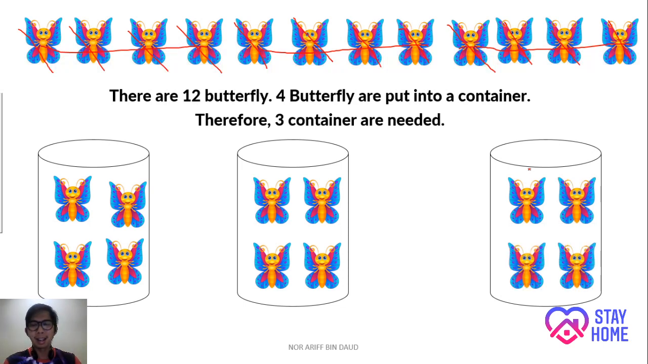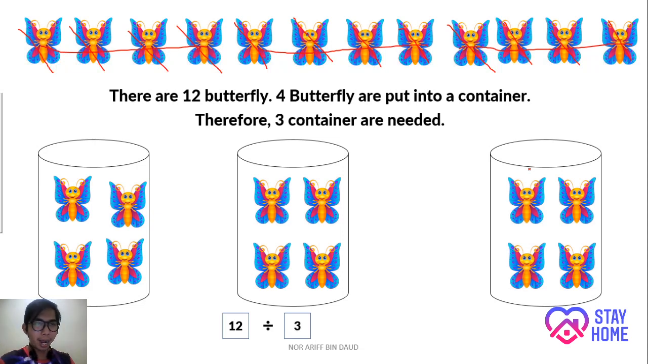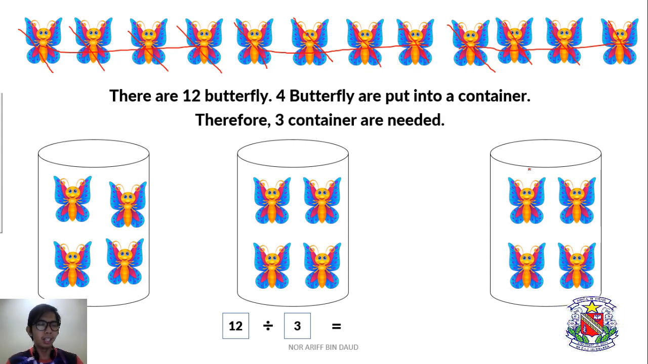1, 2, 3, 4. Okay. The number sentence should be like this. 12 stands for all 12 butterflies here, and then divided by 3 groups of butterflies equals how many butterflies in each group? And then the answer will be 4 butterflies in each group.